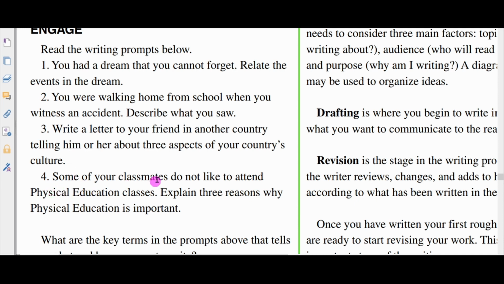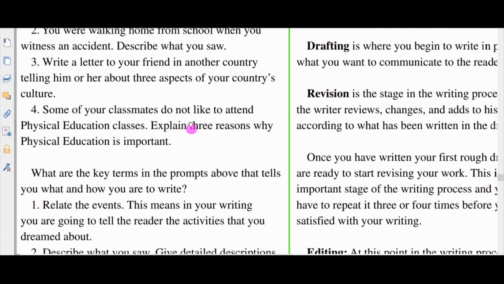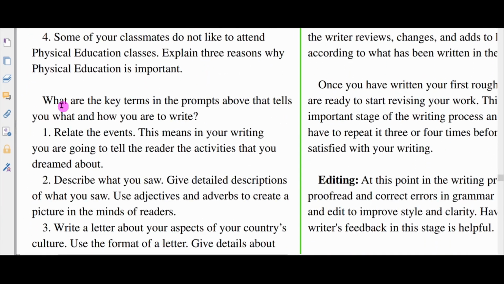4. Some of your classmates do not like to attend physical education classes. Explain 3 reasons why physical education is important. Now, what are the key terms in the prompts above that tell you what and how you are to write? Number 1, relate the events.